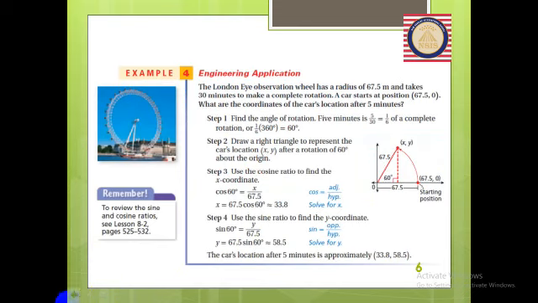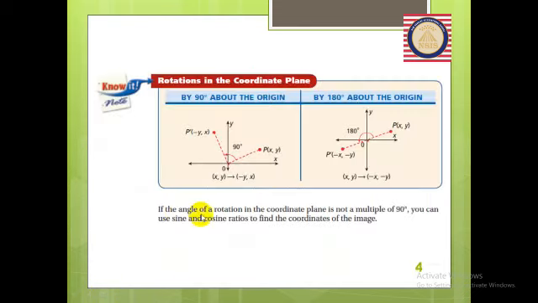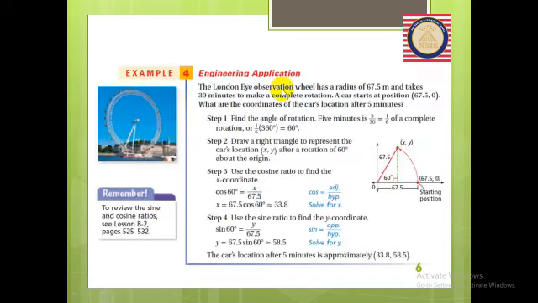What if the angle of rotation in the coordinate plane is not a multiple of 90? We can use sine and cosine ratios. Let's see how. The London Eye observation wheel has a radius of 67.5 meters and takes 30 minutes to make a complete rotation. In a complete rotation, I return to the starting point.